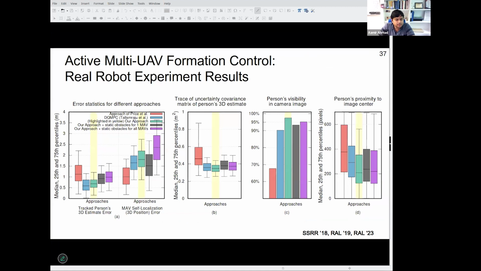And so finally, a brief comment on the real robot results corresponding closely to the simulation results that we highlighted before. Basically, the result is that our method keeps the person always visible, close to the image center, and with the least uncertainty compared to other baselines.